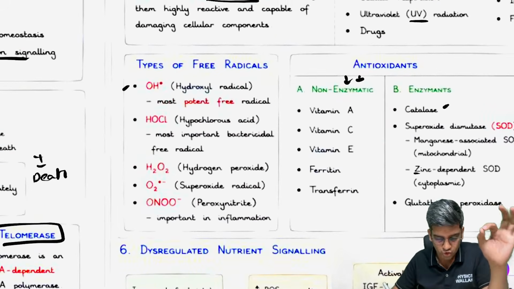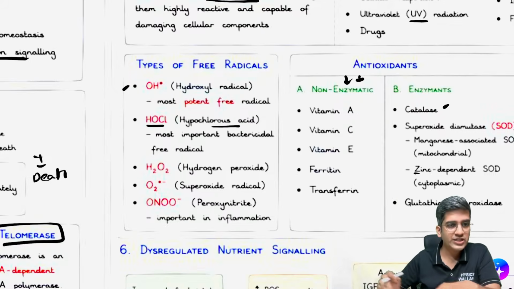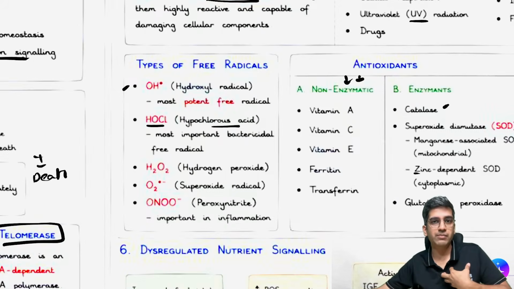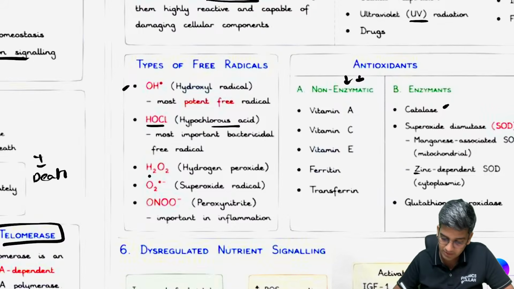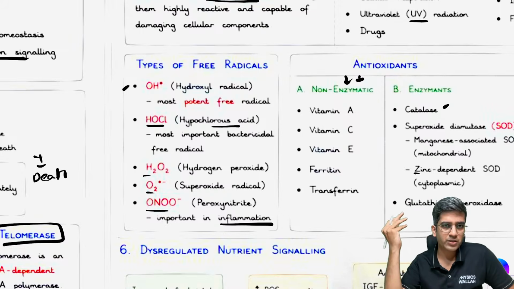OH minus, one of the most common reactive oxygen species, the most potent free radical, and I have HOCl, hypochlorous acid, which we'll read in the inflammation chapter, which kills bacteria. It does not kill me much. It will kill bacteria for sure. Hydrogen peroxide, yes. Superoxide, yes. Peroxynitrite, especially in inflammation, because nitric oxide is one of the components of inflammation, right?